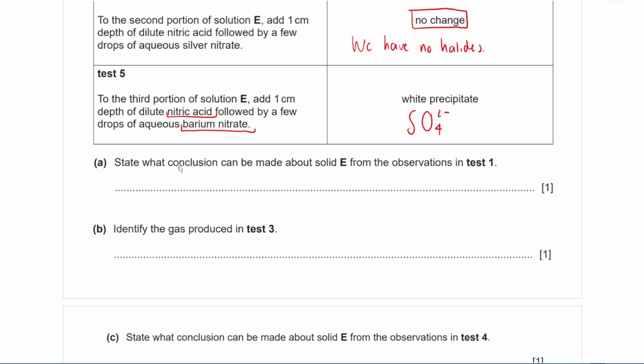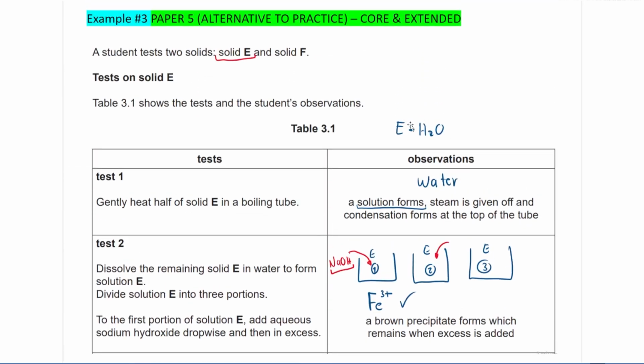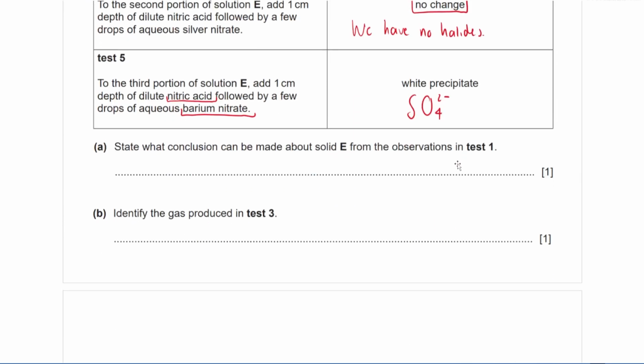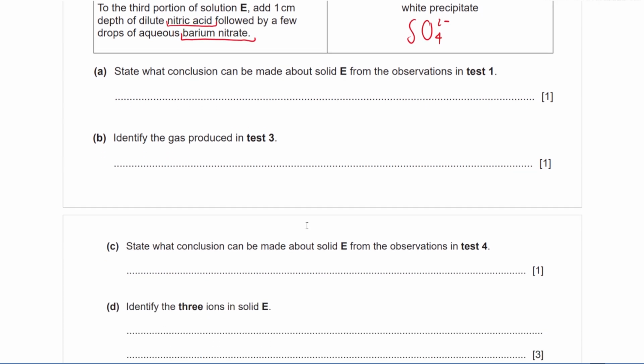State what conclusion can be made about solid E from the observations in test 1. So what conclusion do you have from solid E from test 1? That the solid E is hydrated, or the solid E has water. Okay, so you can say solid E is hydrated.